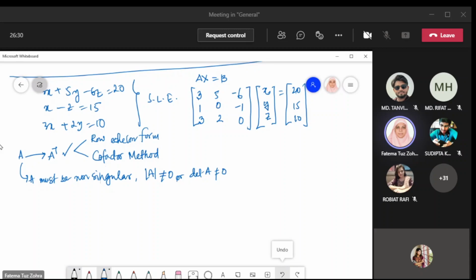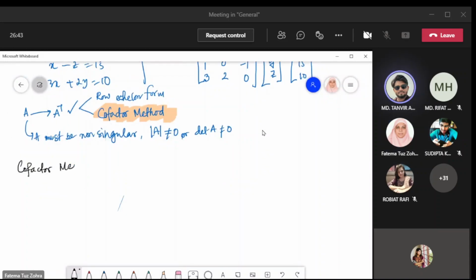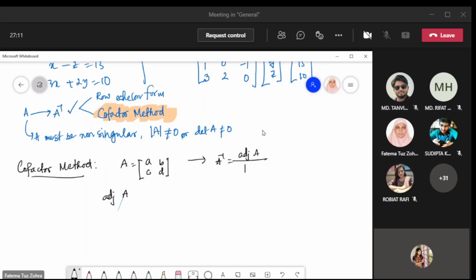So do you remember the cofactor method? I will revise it if needed. Yes, miss. Say A is a matrix A, B, C, D. Then I need to find the adjoint of A. Adjoint of A. What is adjoint of A?